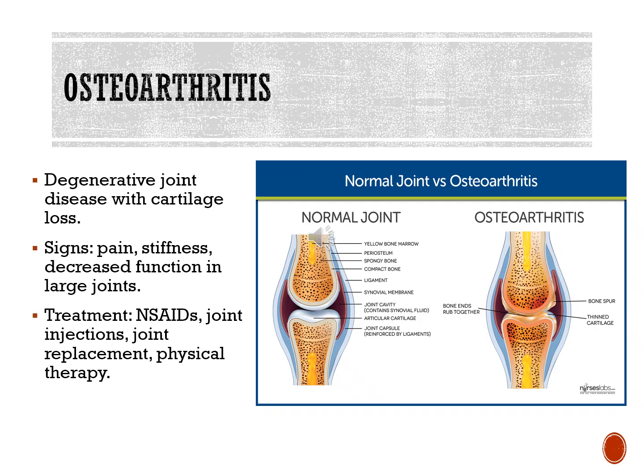So again, osteoarthritis is typically in those larger joints like the hips, knees, and elbows. And we may have to look at pain control through the use of NSAIDs for pain and swelling. Sometimes we can do injections like steroid injections that are right into that joint that helps with pain. But sometimes we have to just do a full joint replacement and looking at physical therapy as well.